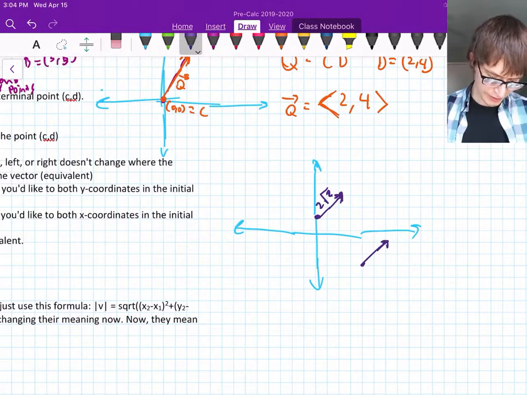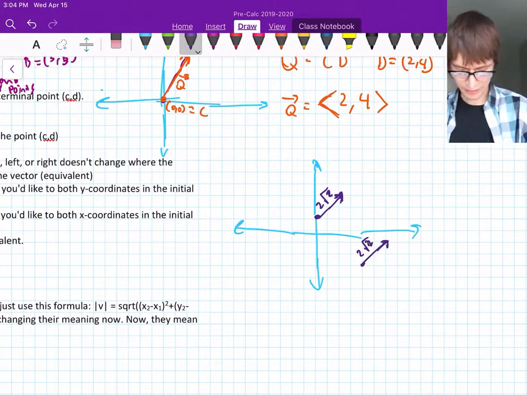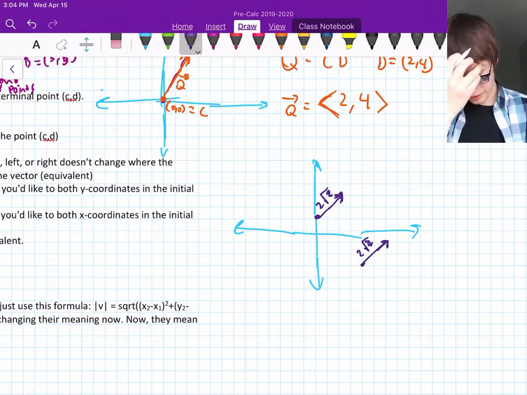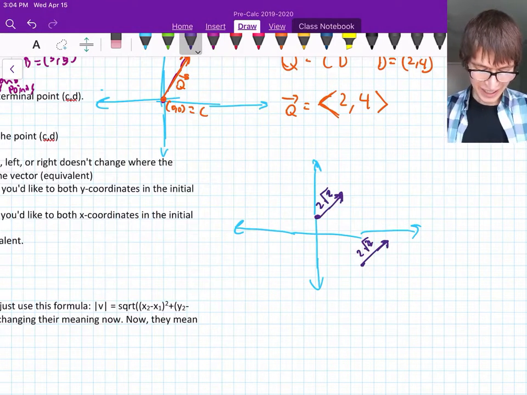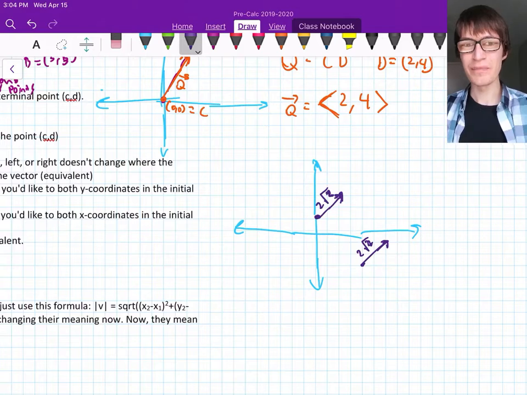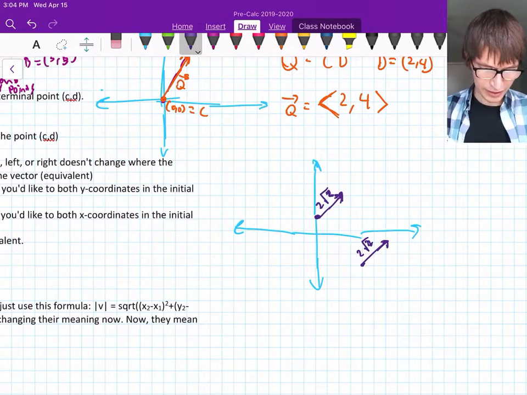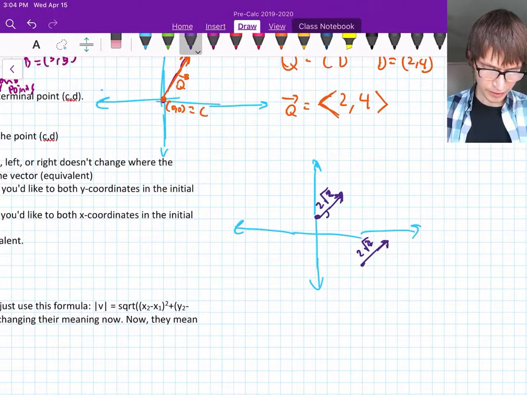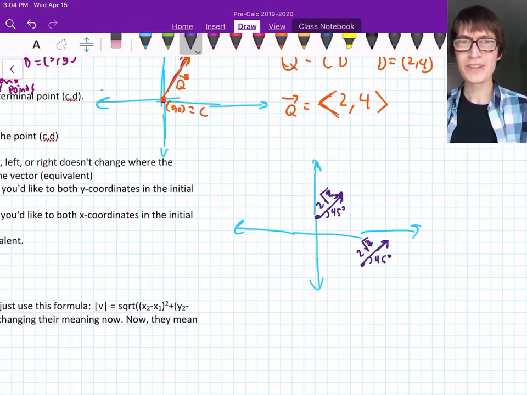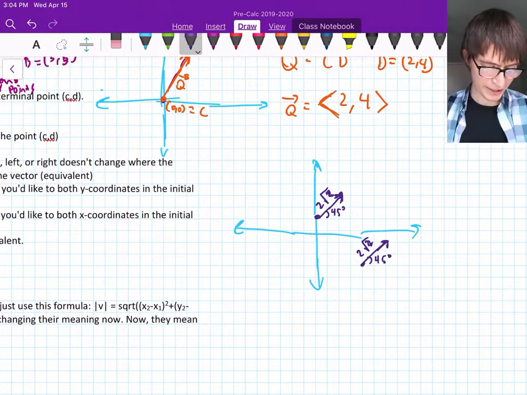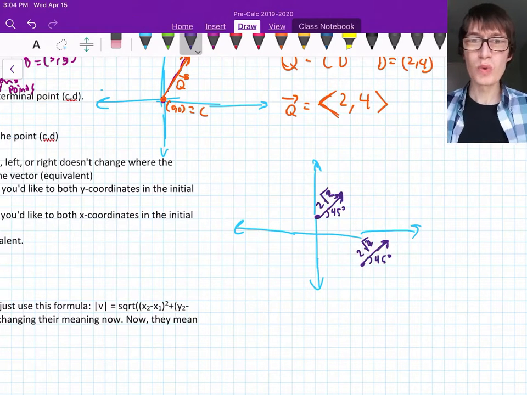The size is still 2 times the square root of 2. I hope I got that number right for magnitude. Because the size is still the same, it points in the same direction. You can see this is like a 45-degree angle, and this is like a 45-degree angle. So they both point in the same direction, they have the same size. So we call these equivalent vectors.